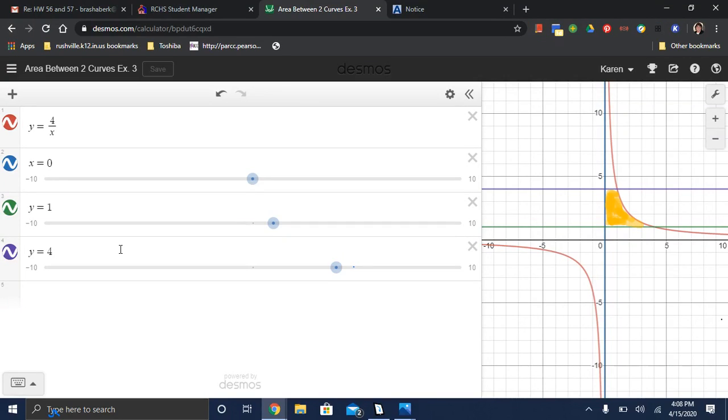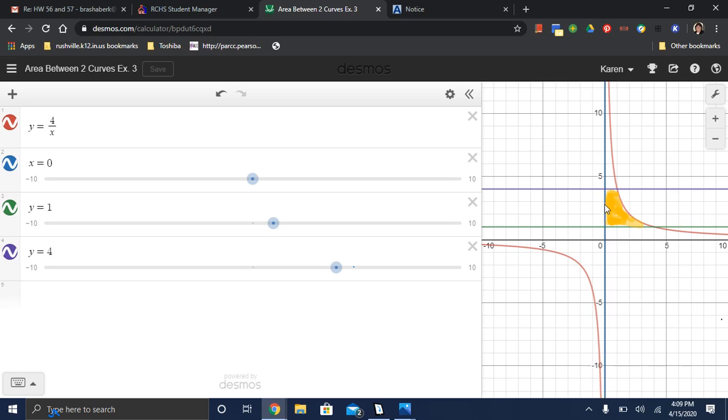All right, our third example, I've gone ahead and graphed, and it looks like we have more restrictions this time, more boundaries. So we're looking at y equals 4 over x, and that's this hyperbola that you see here. You have x equals 0, that's the y-axis, y equals 1, a horizontal line, and y equals 4, another horizontal line. So at first thought, since this is y equals, you might be thinking that we would do top to bottom, but that's not going to allow us to really involve this boundary for the y-axis.